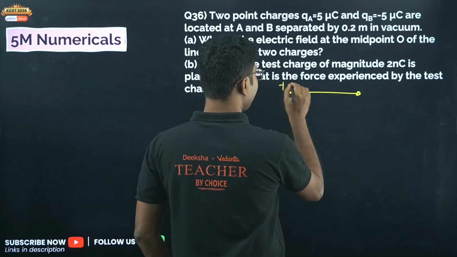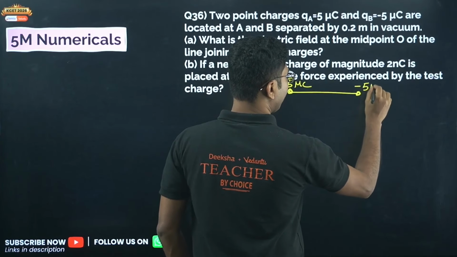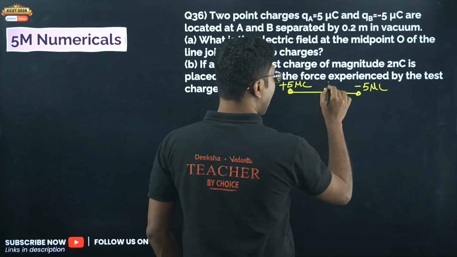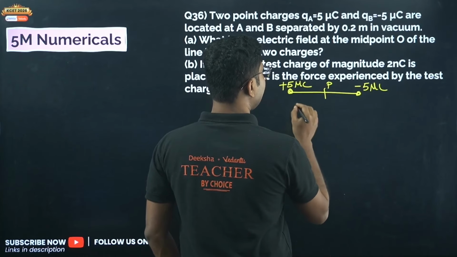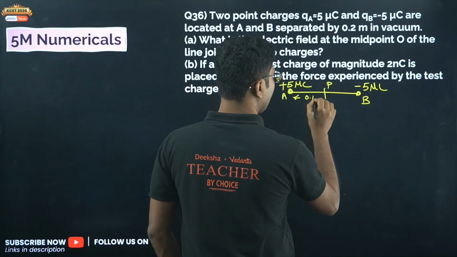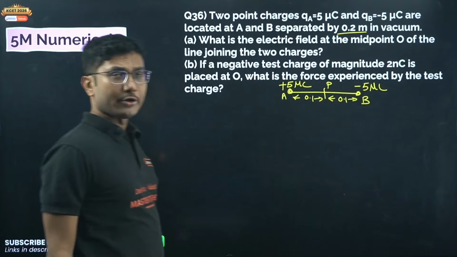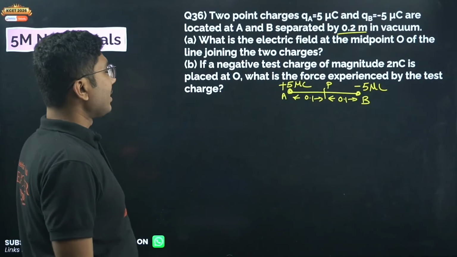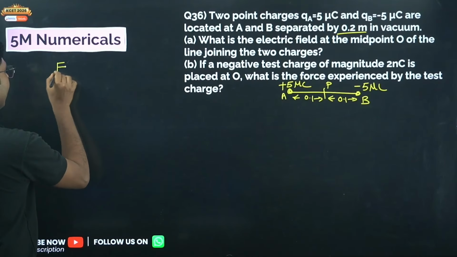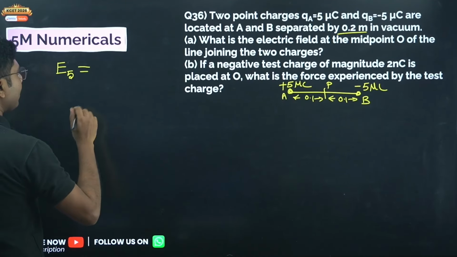So this one is 5 microcoulomb now. This one is minus 5 microcoulomb. The distance is again 0.2, but because we are calculating at the midpoint, we will say this is point A, this is point B. So this is 0.1, this is also 0.1, because the total distance is 0.2 meter. What is the electric field at the midpoint? Again we will calculate the electric field due to the positive and negative charges. Both electric fields will be the same magnitude-wise. Direction we have to check.